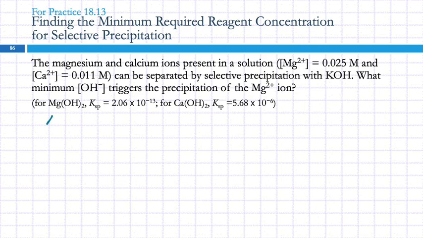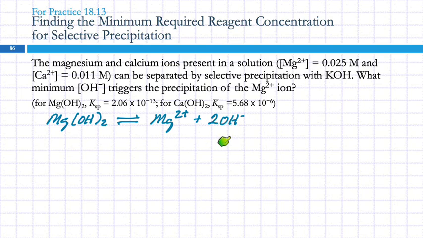So magnesium hydroxide: magnesium ion and 2 hydroxide ion. Again, here I skipped the state symbols, but that 2 is important, and writing it out like this, you're much more likely to recognize that there's a 2 there. So we're going to look at the situation where Q is equal to KSP. What is the initial concentration of magnesium ion? It's given right here, 0.025. And what's the initial concentration of hydroxide? 0, right? We're going to add some.